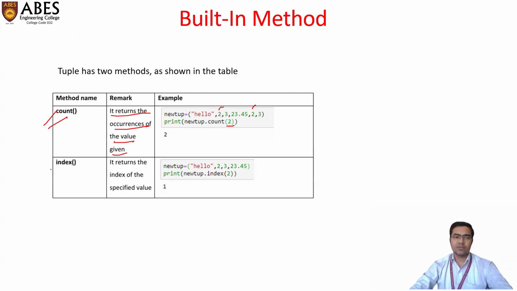Okay. Simply the index function returns the index of the specified value. If we pass any value inside the index, then it returns the lowest index of the value. So here, if in this tuple 2 comes 2 times, then simply it returns the first index value. Okay. So this is how the index function is used inside the tuple.